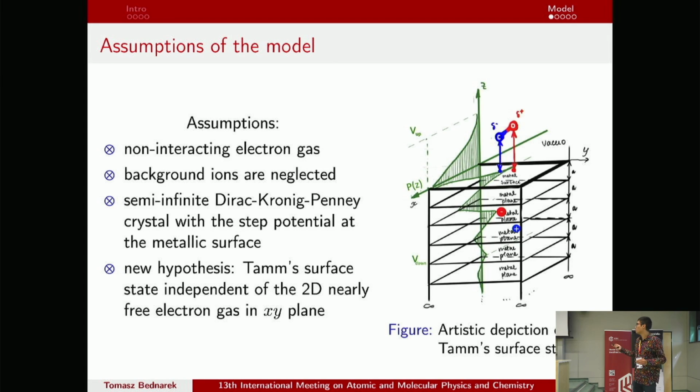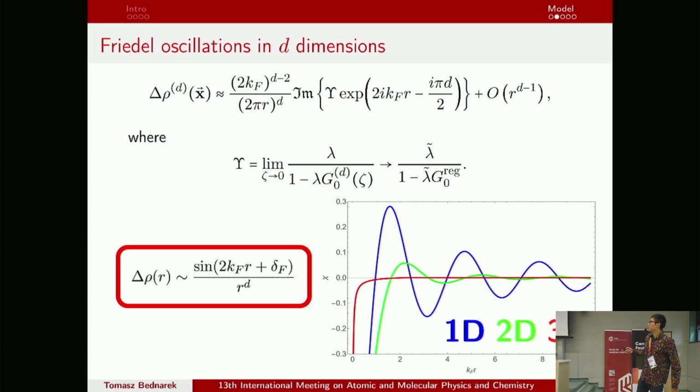So we just want to analyze the TAM surface states obtained from this semi-infinite crystal and just join it with a two-dimensional free electron gas. All right, so let's talk right now about how this free electron gas responds when we have some kind of charge perturbation. So actually, here is the generalized equation in d dimensions, which I derived independently.